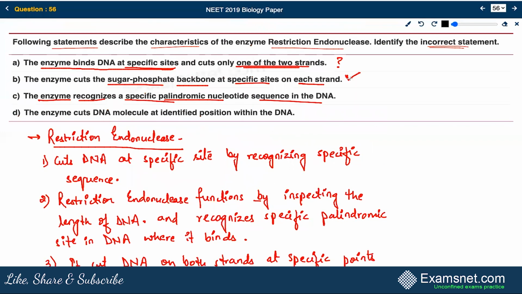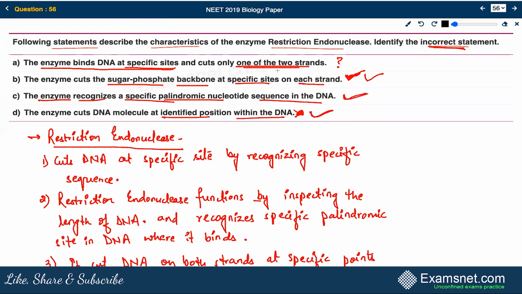So that's where the correct answer is option number... sorry, this one. You have to identify the incorrect statement. The correct statements: yes, it cuts the sugar phosphate backbone. Then the enzyme recognizes a specific palindromic sequence, this is also a correct statement. And then the enzyme cuts the DNA molecule at an identified position within the DNA, that means specific sites, restriction sites in the DNA, this is also true.